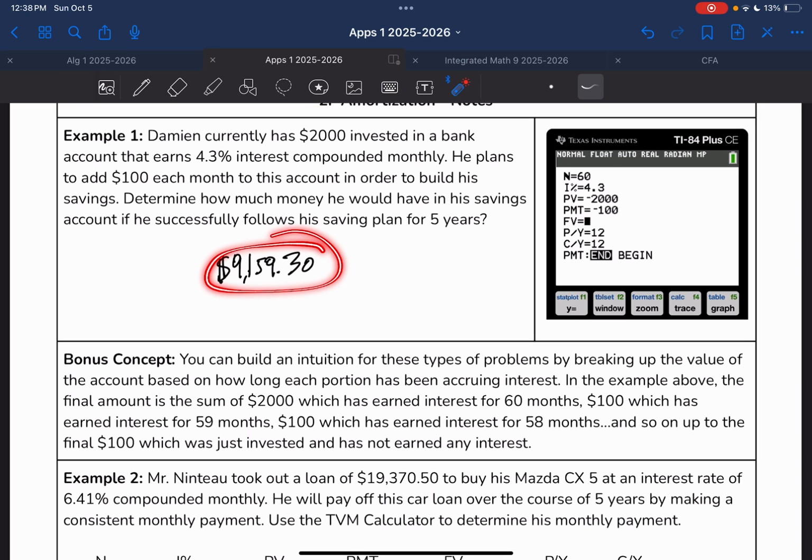So if you think about this as the sum of those 61 discrete payments, which have all been earning interest for different amounts of time, you put them all together, and that will give you this value.